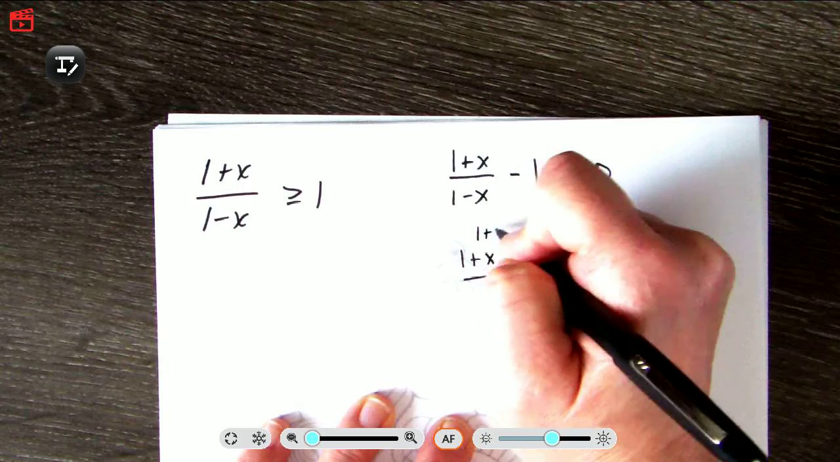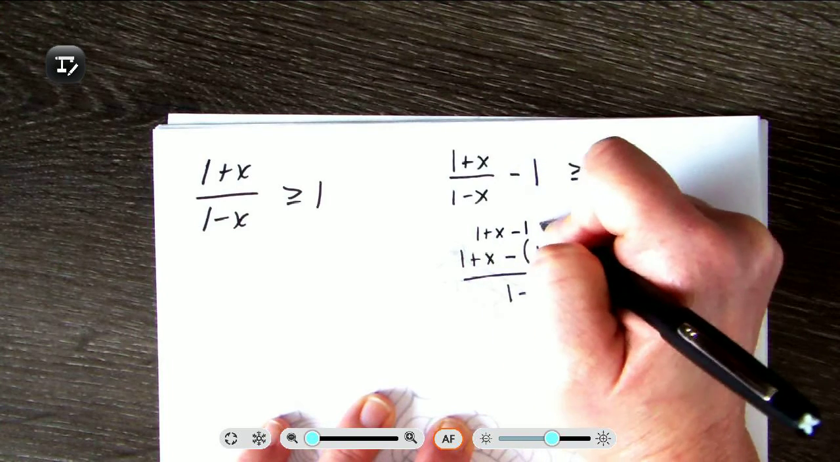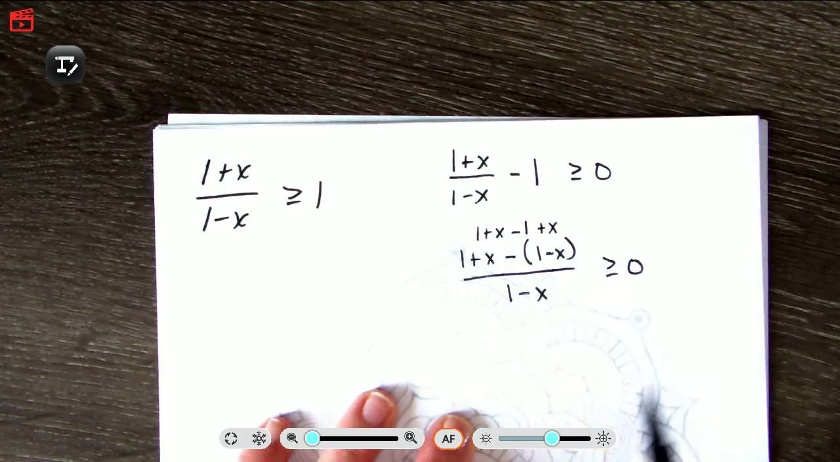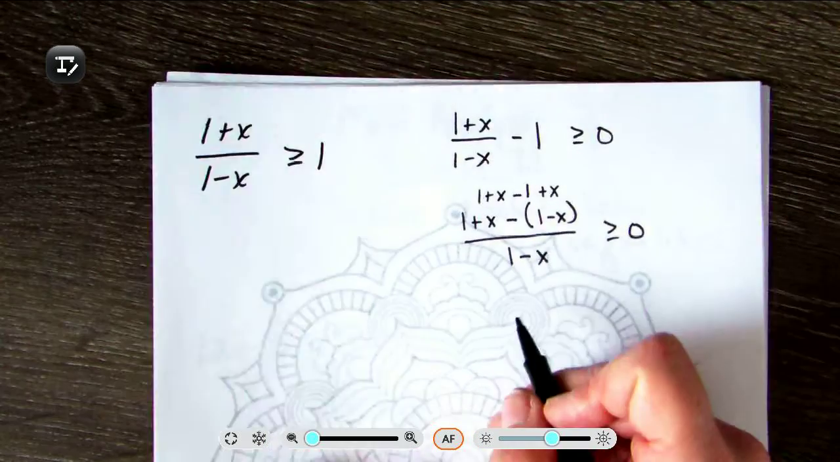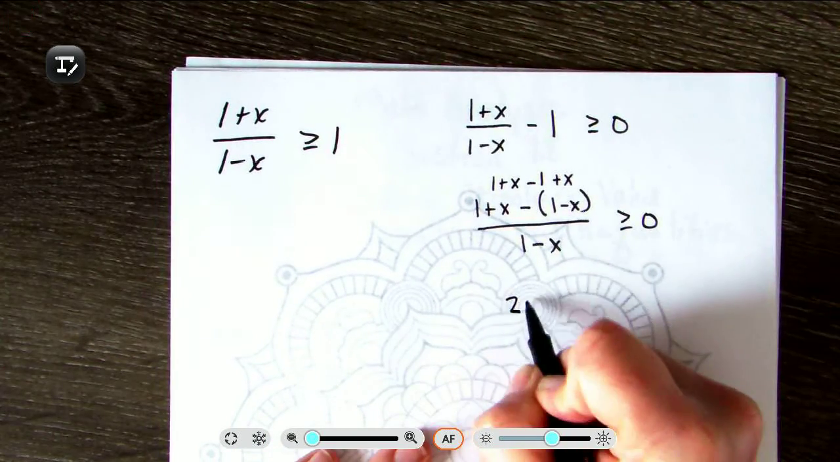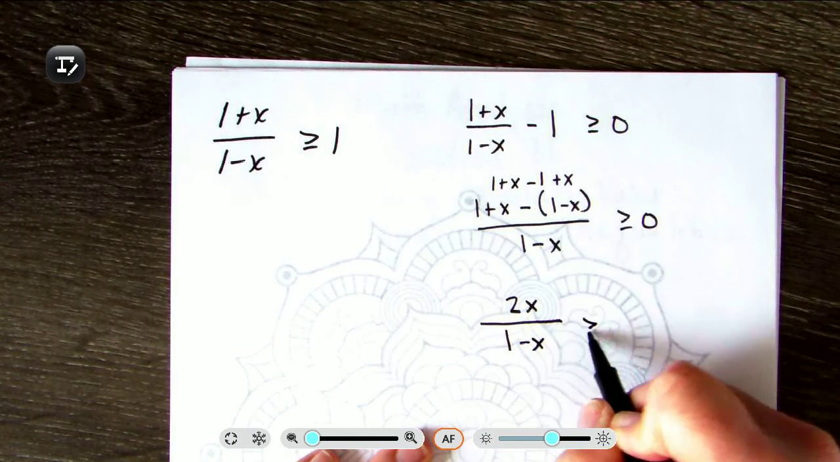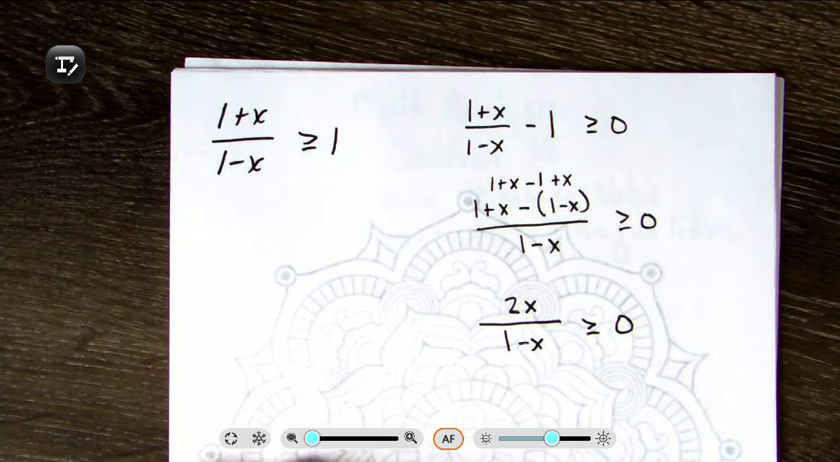I'm going to distribute that negative 1 through. So negative 1 plus x. And then I'm going to combine my like terms on the numerator. So I have 2x on the top all over 1 minus x greater than or equal to 0.